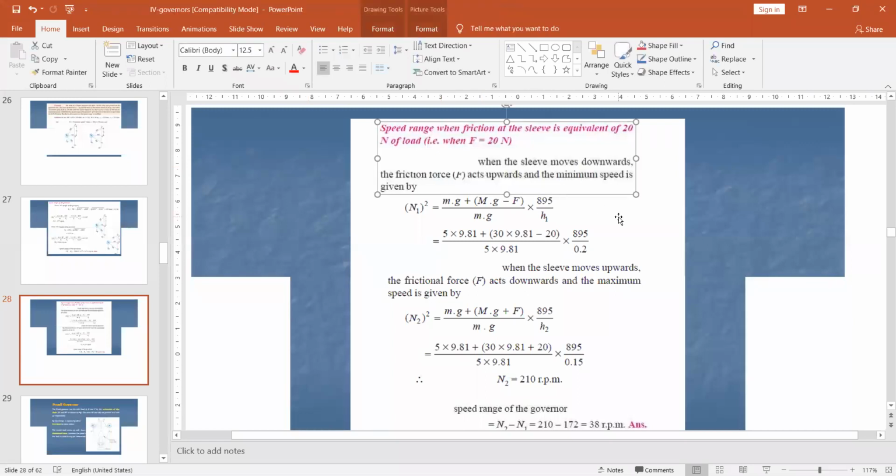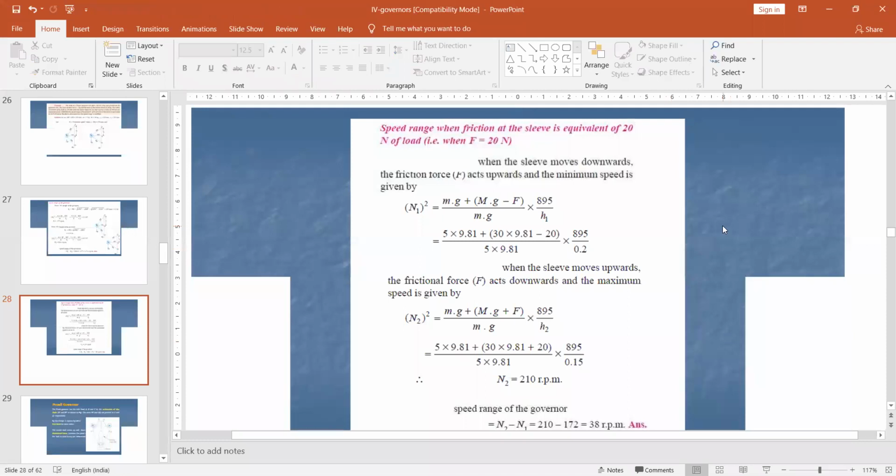Now, again, all of you observe that. Speed range when the friction at the sleeve is equivalent to 20 newtons of load.